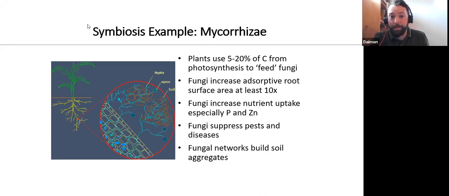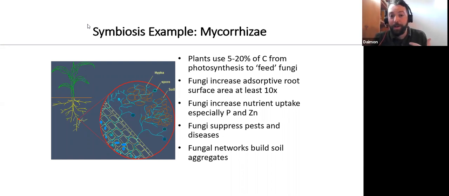But in this case, it feeds the fungi. Then the fungi can act as a bit of an extension of the root system, and so it can really increase the absorptive root surface area up to, even as it says here, up to 10 times. And so you're really increasing that ability of that plant to pull in nutrients and water as well.